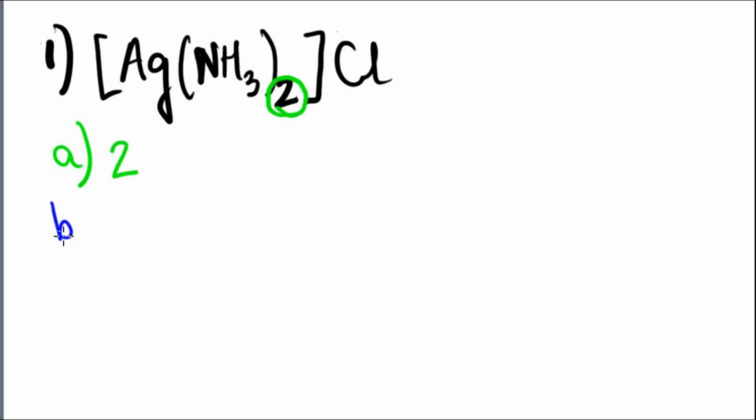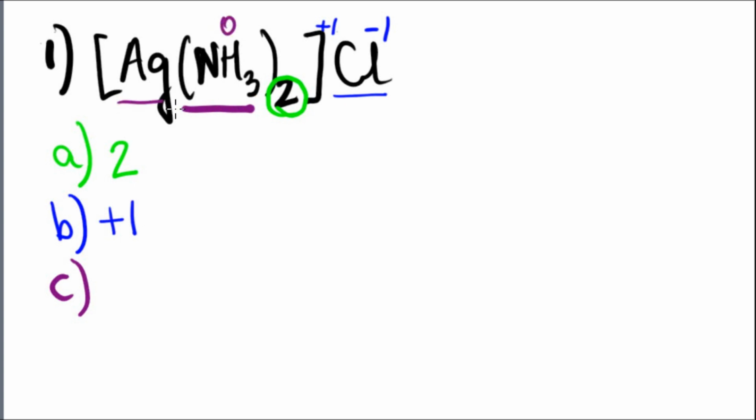B is the charge of the complex ion. The outer sphere has only 1 chlorine, which is -1, so the opposite will be the complex ion, and that will be +1. C is the charge of the central metal ion, for which you need to know the charge of the complex ion and the ligands. There are 2 molecules of ammonia, and the charge of ammonia is 0 because it's a neutral molecule.